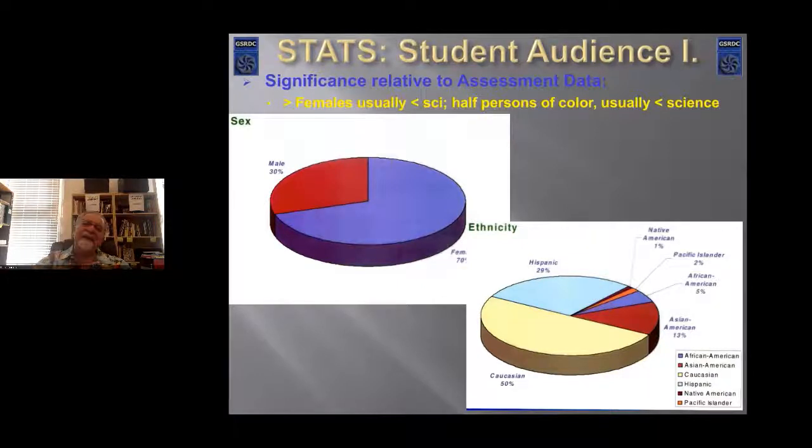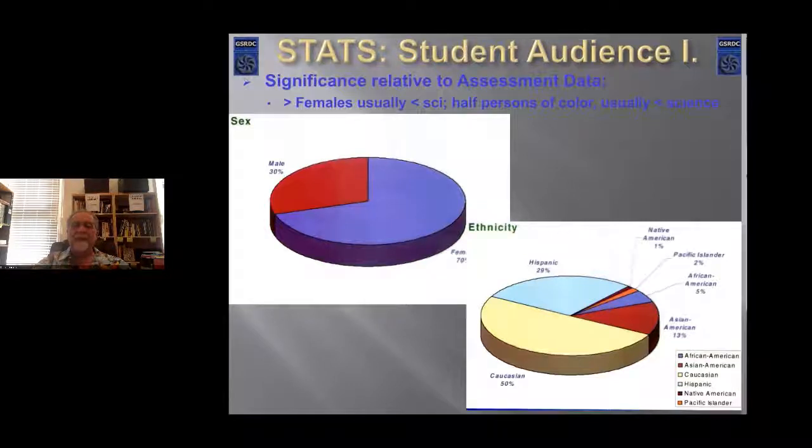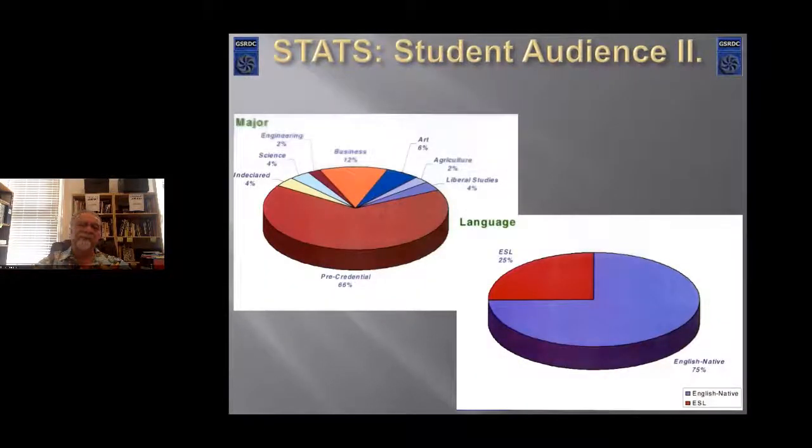Females usually take less science and don't like science, and the same thing goes for people who are what we would call not Caucasian. But about half of them in both cases, or more than half, were from those groups. In terms of the student audience, when we look at majors, a lot of them you can see were pre-credential.